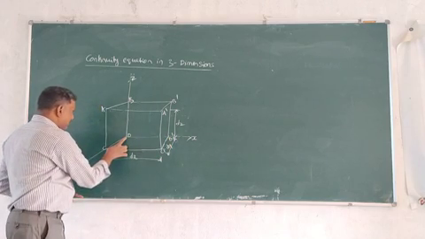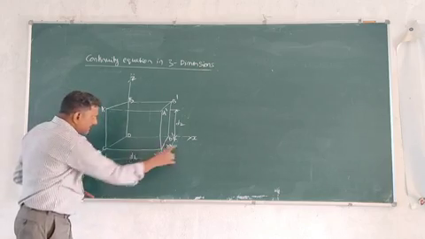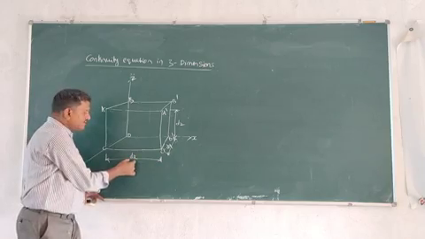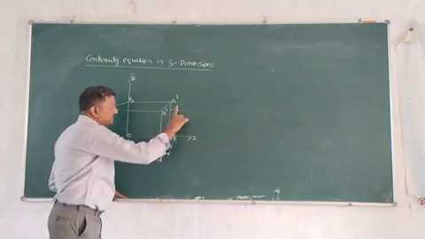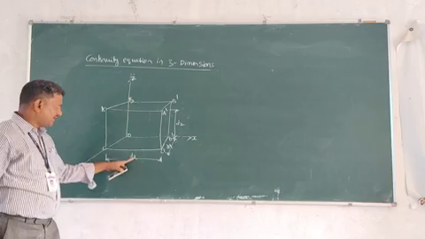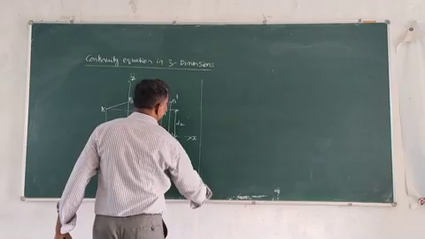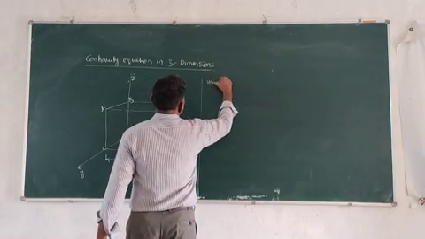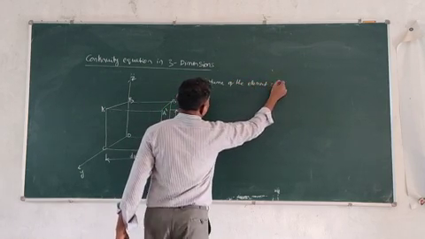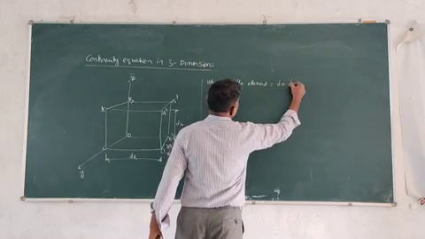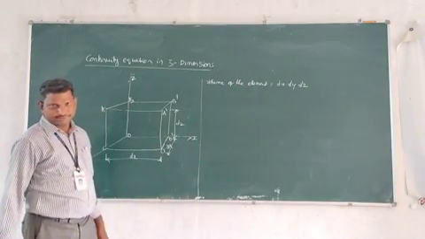Being it is a y axis, length is represented with the y terms. Being it is x axis, its length is represented with the x terms. Being it is z axis, its length is represented with the z terms: dx, dy, dz. So volume of the element is length into breadth into height, dx dy dz.